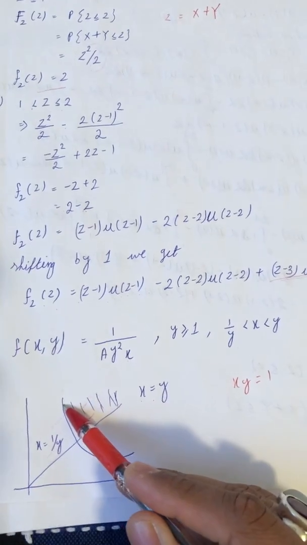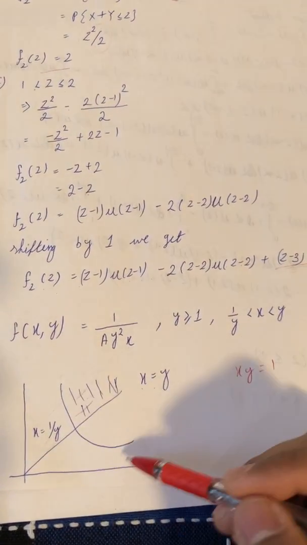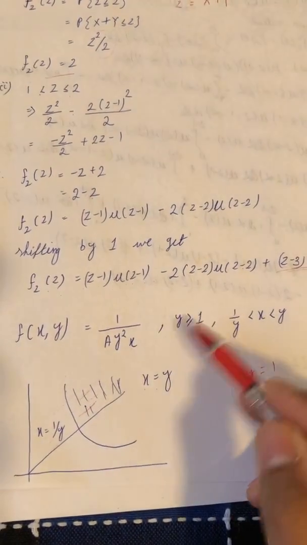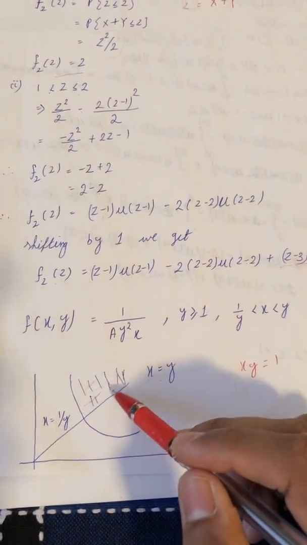So this part is the region satisfied by both y and x, which is y greater than or equal to 1 and x in between 1 by y and y.